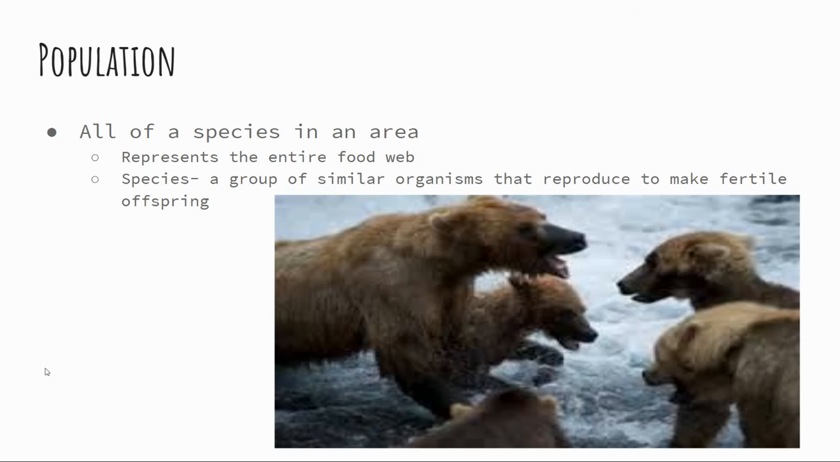Next step down is a population. So with the population, we're going to look at a single species, but all of that species in an area. Species are a group of similar organisms that reproduce to make fertile offspring. Very important. We've talked about that definition before. Remember what it means to be a species.